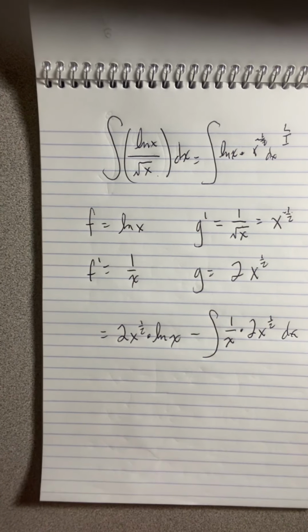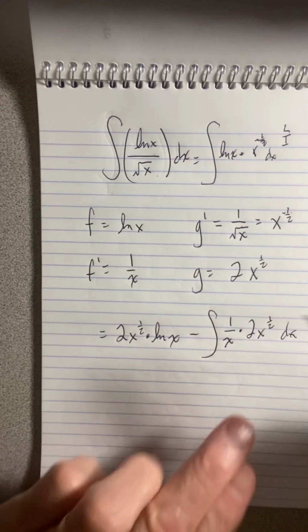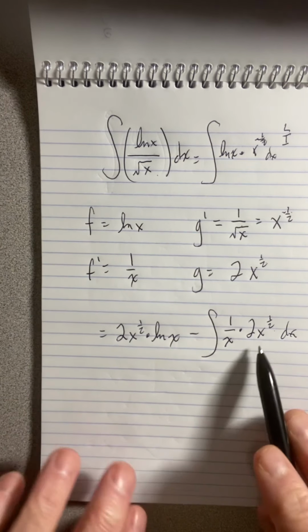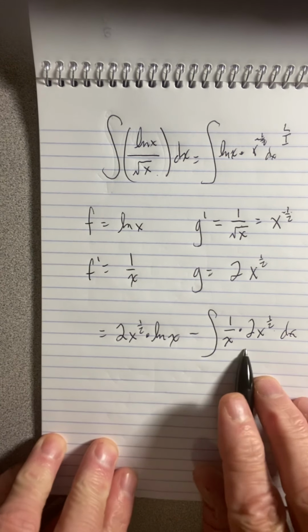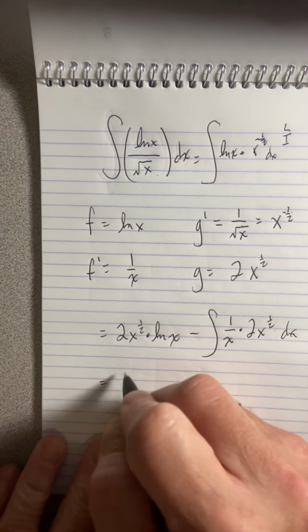Now, sometimes you need u-substitution to get out of this. Sometimes you need parts again to get out of this. But this time, we just need to simplify and use the power rule. I mean, this is a straightforward, easy one to do. I'm going to clean this up a little.